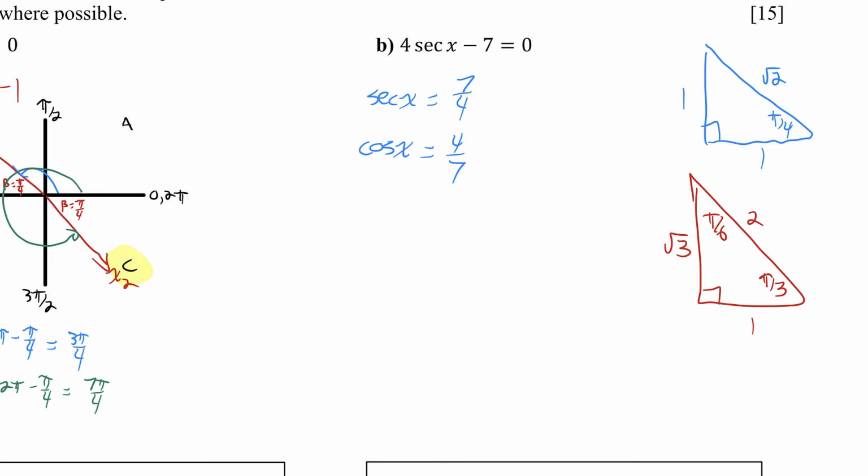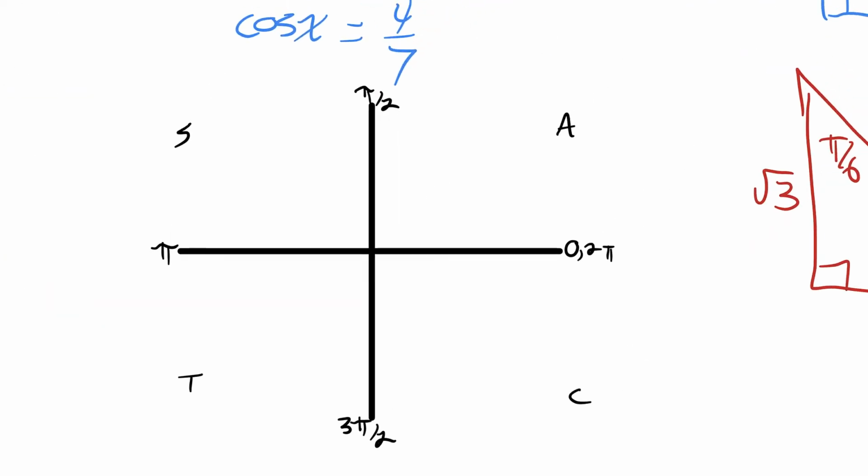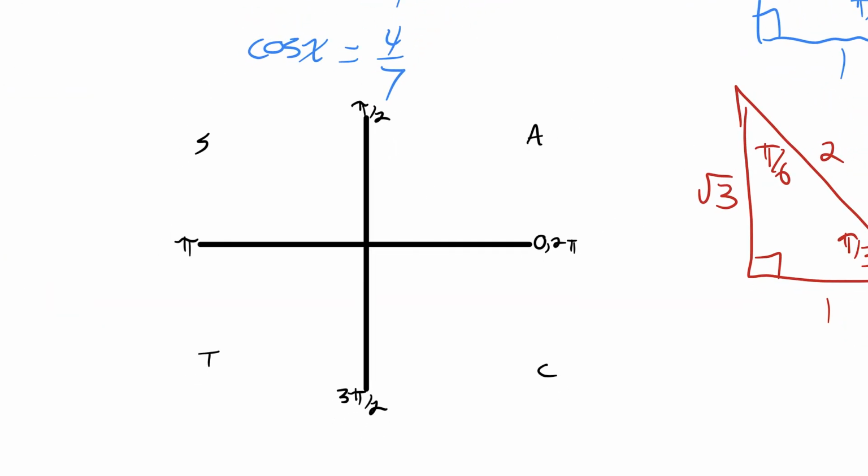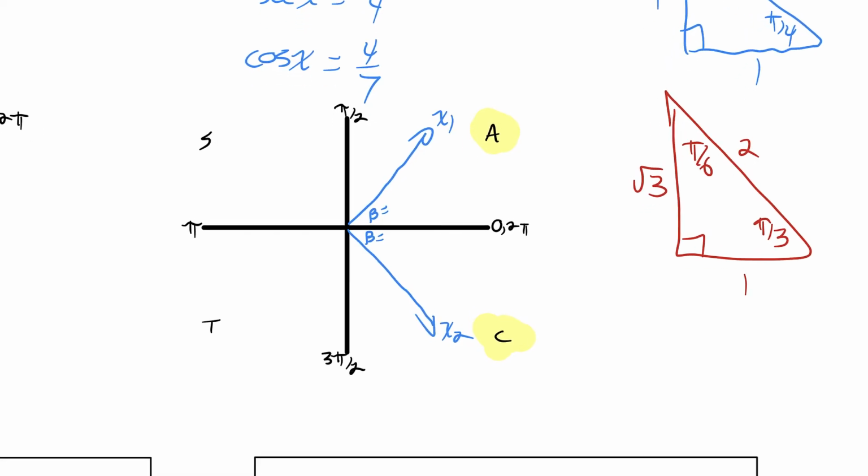I'll draw my Cartesian grid quickly. And because for this question I have a positive cosine ratio, I know my answers are going to be in quadrant 1 and 4. So I will draw a terminal arm in both of those quadrants. And I know both of those angles have the same reference angle. I can't make a ratio of 4/7 from either of those special triangles, so I have to ask my calculator for the first answer by doing inverse cos of 4/7.